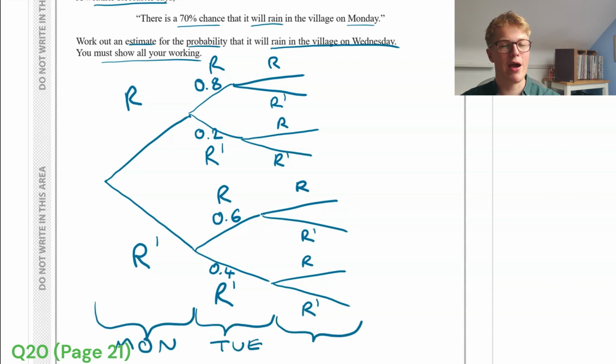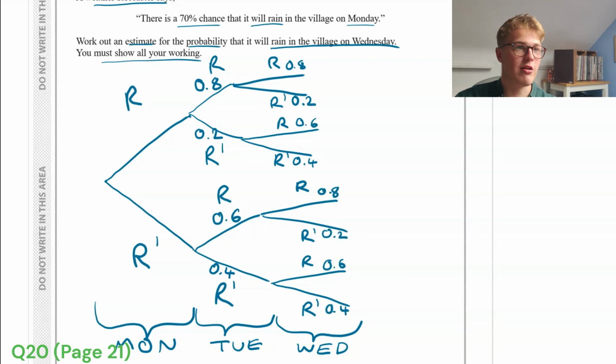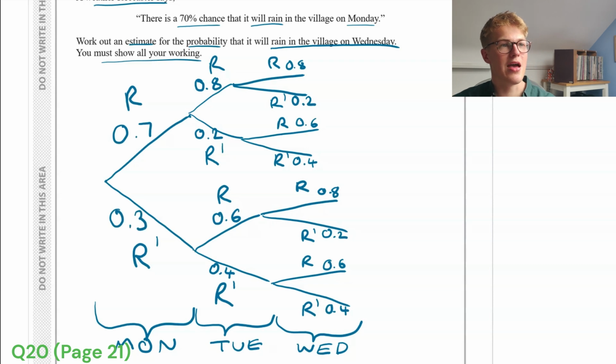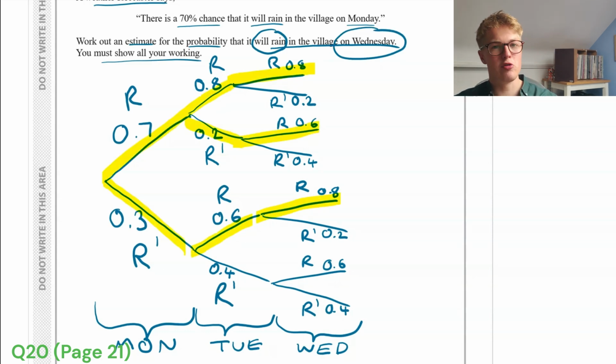Then we can fill out the final day using the information we just used there, and then we can look at the first day after we've done that. So we're told there's a 70% chance that it will rain on Monday, so we say there's a 0.7 chance of that happening, and therefore a 0.3 chance of it not raining on Monday. So I've labelled it Monday, Tuesday and Wednesday, as you can see at the bottom, and then we can move on. So next I've highlighted all of the different options of how it could rain on Wednesday.